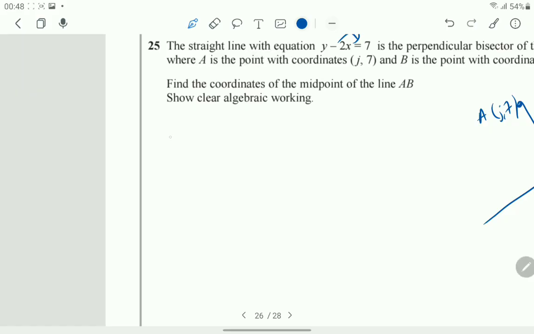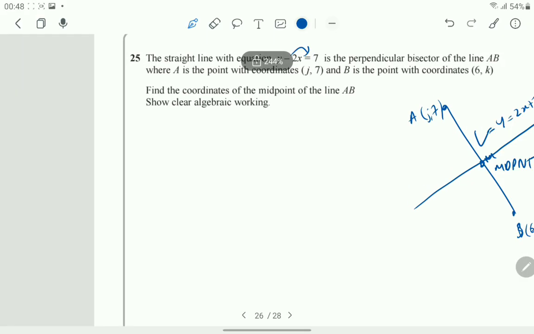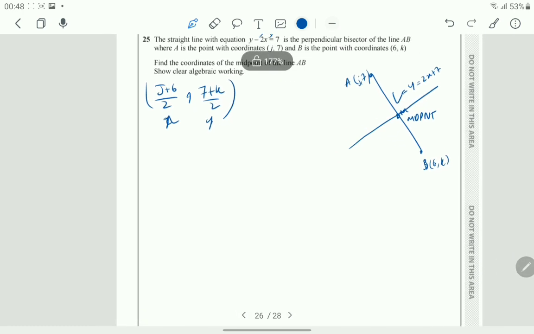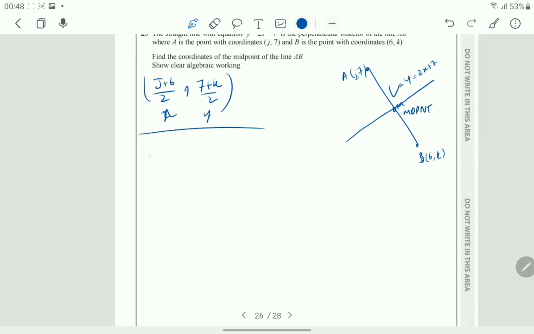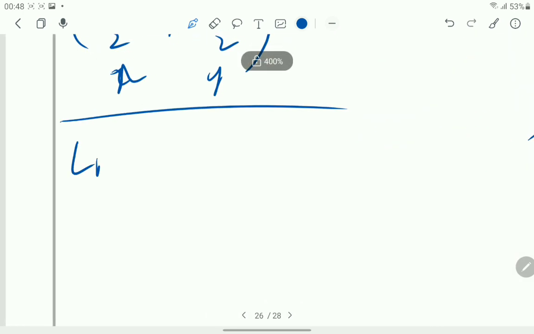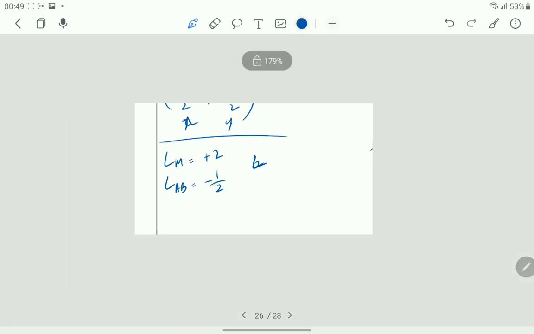So let's just say the midpoint is ((j plus 6) over 2, comma (7 plus k) over 2). So this is your x coordinate and y coordinate for M, aka midpoint. And if the gradient of line L is plus 2, then the gradient of line AB, because they are perpendicular bisector, is the negative reciprocal. It is minus 1 by 2.